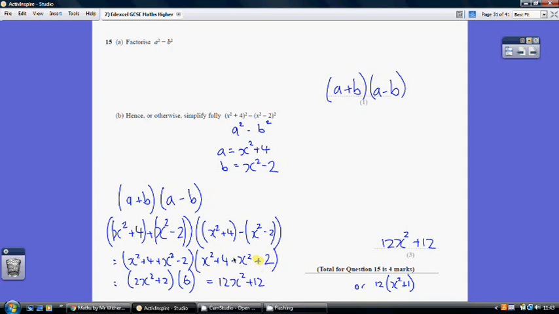So when we simplify these two brackets, the first one gives us 2x squared plus 2. And when we simplify this bracket here, our x squareds cancel, so we're left with 4 add 2, which is 6. So we've got 6 lots of 2x squared plus 2, which is 12x squared plus 12. It was fine if you chose to then factorize this and give your final answer as 12 lots of x squared plus 1. Up to you which of these two you gave as your final answer.